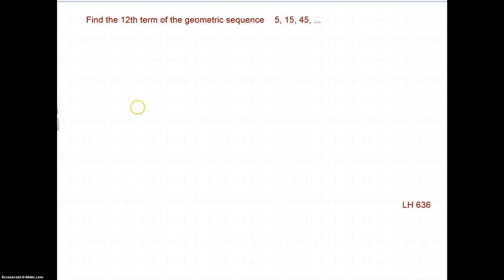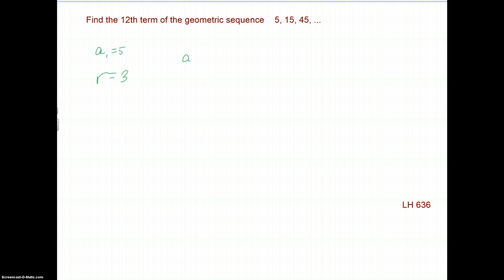Okay. 12th term of the geometric sequence. So A sub 1 equals 5. Our common ratio here, we can just look at the sequence. 15 divided by 5 is 3, or 45 divided by 15 is 3, so the common ratio is 3.